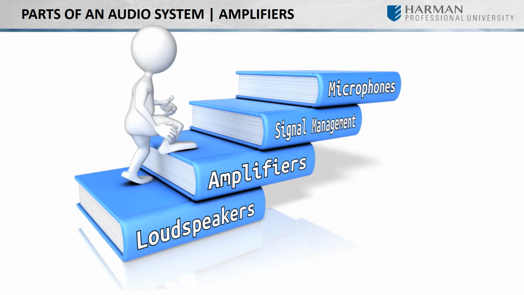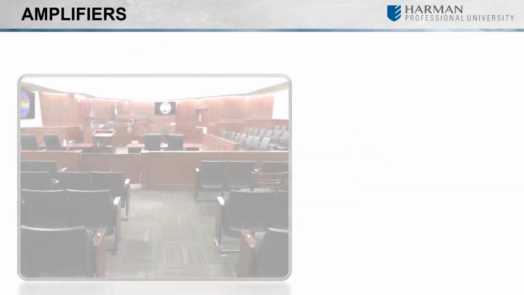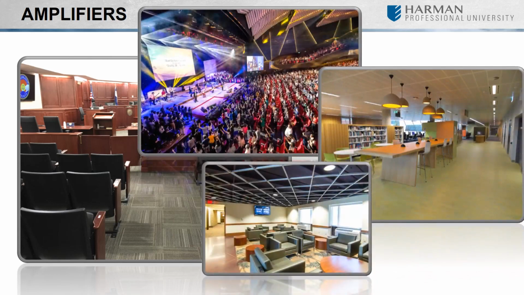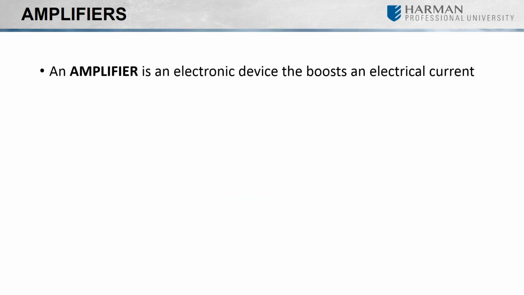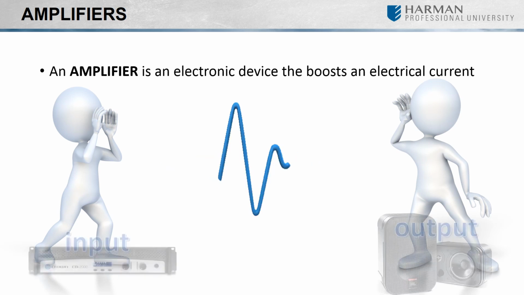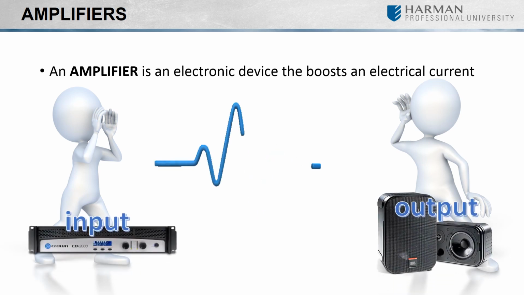In this video, we will look at some of the elements that make up a basic audio system, the next step being amplifiers. Similar to loudspeakers, there are a variety of amplifiers that can be used across multiple markets. An amplifier, simply put, is an electronic device that boosts an electrical current. For our purposes, an amplifier works in combination with speakers to make sound louder.